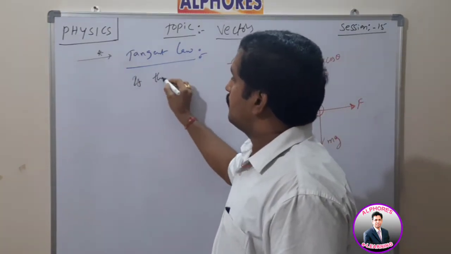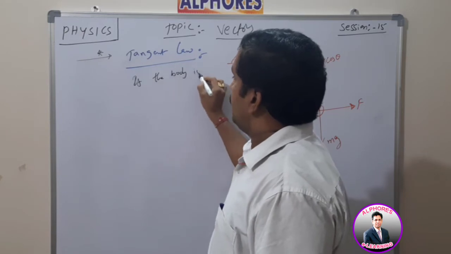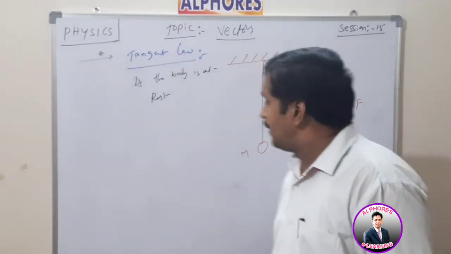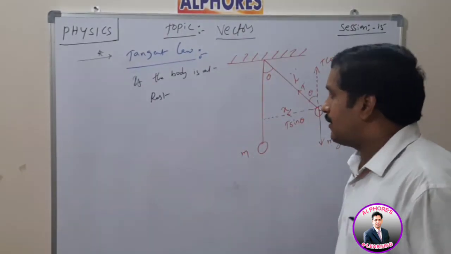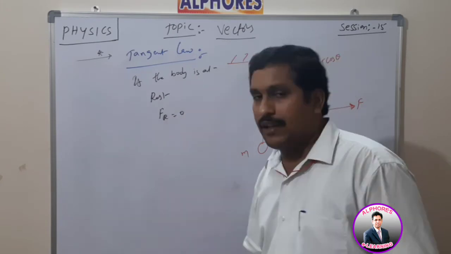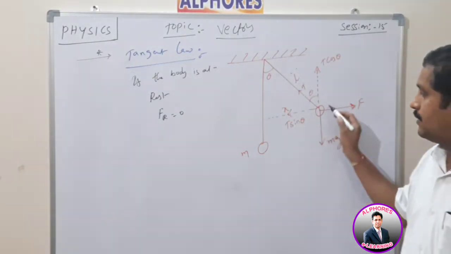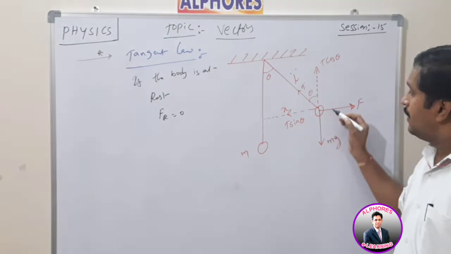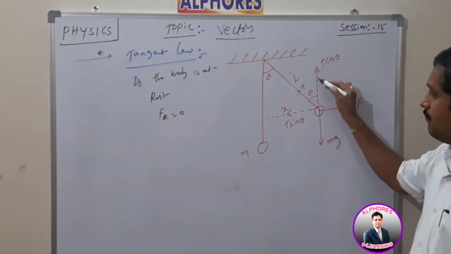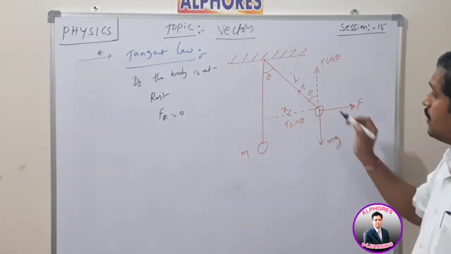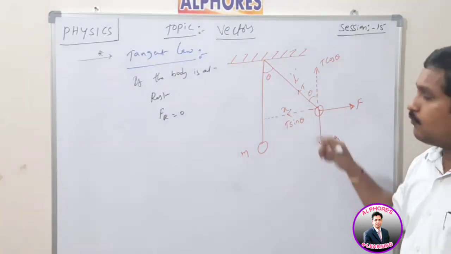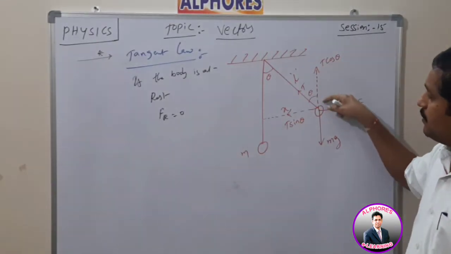Now, if the body is at rest at this particular position, what happens? The net resultant force acting on the body is 0. The body is at rest means net force is 0. That means this particle is in equilibrium. Equilibrium means horizontal equilibrium as well as vertical equilibrium. Listen carefully. Horizontal equilibrium means rightward force is equal to leftward force. Vertical equilibrium means upward force is equal to downward force.